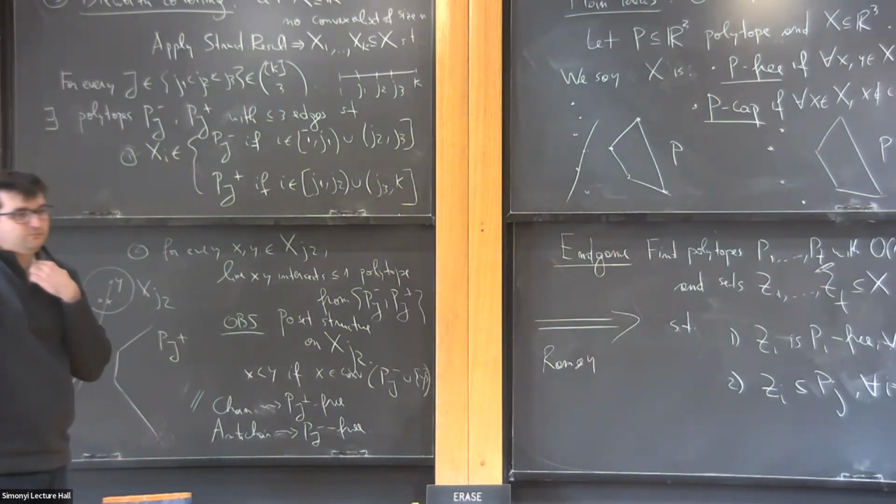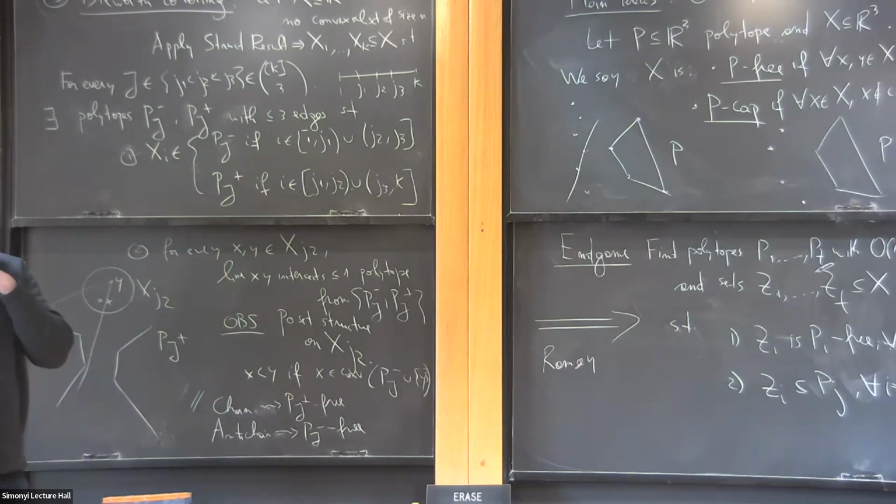Questions for Cosmin? So what is the quantitative little o of n in 3D that you get?